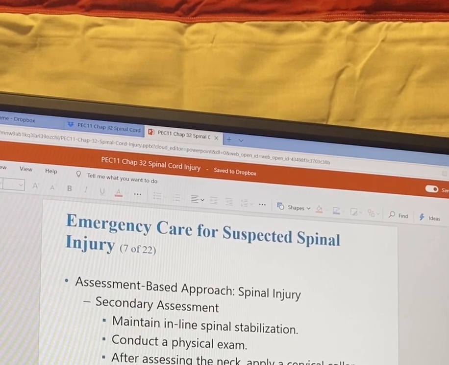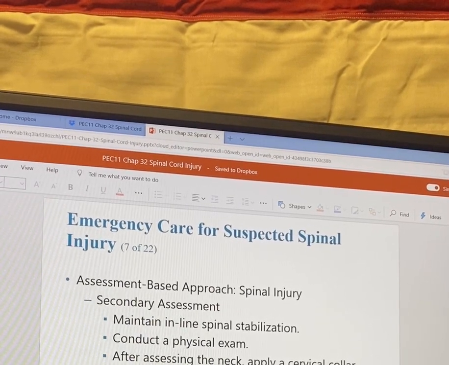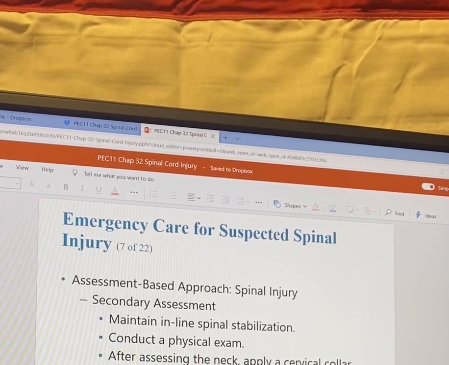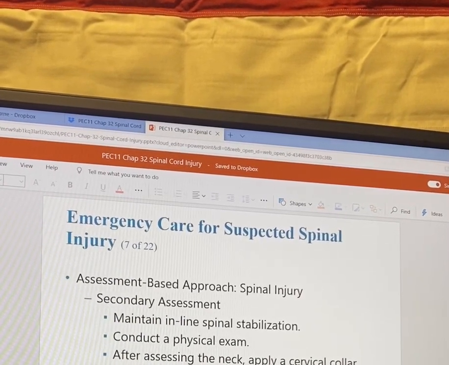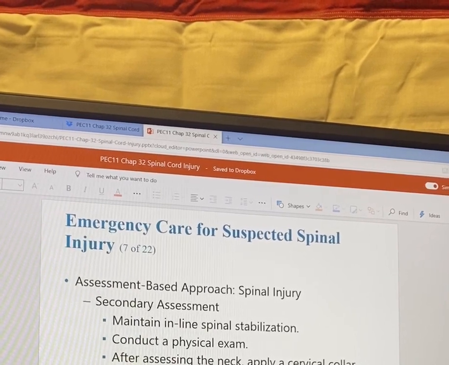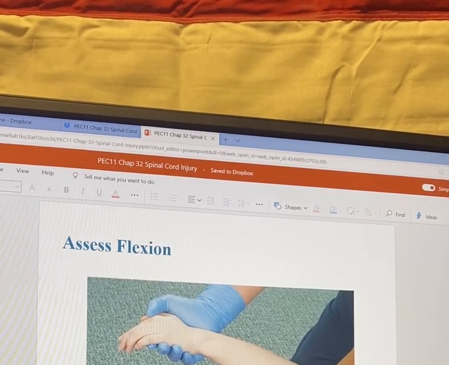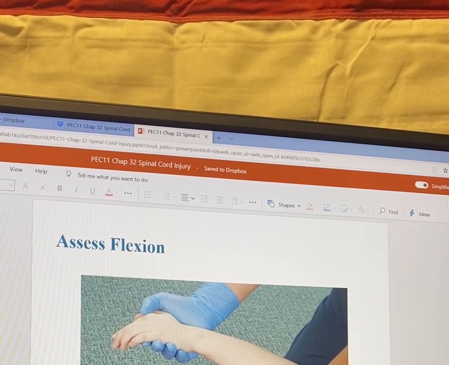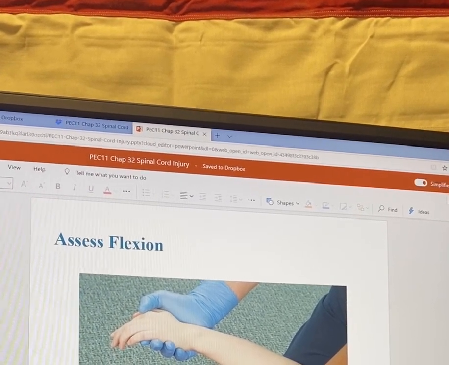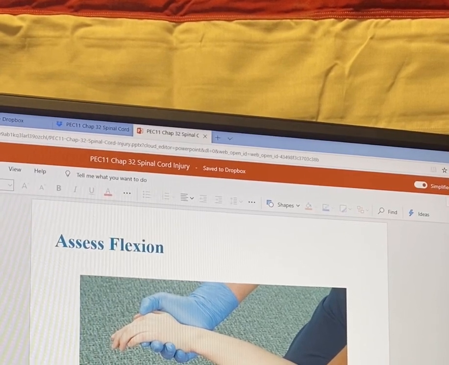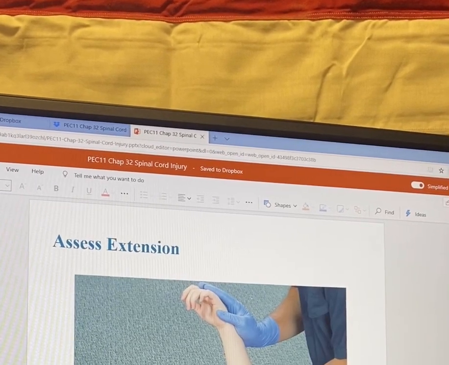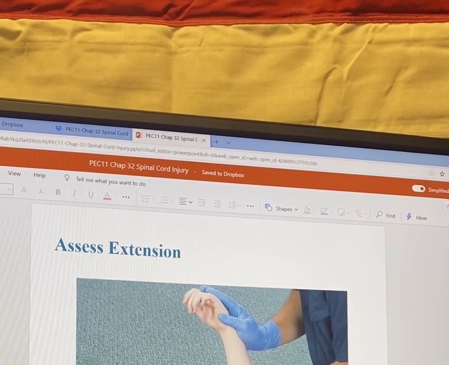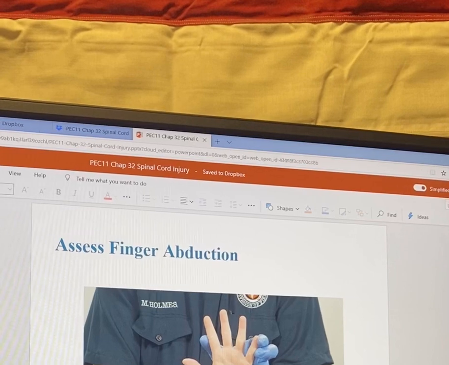All right, some protocols allow you to instruct the patient to perform self-restriction, which is to ask the patient to restrict or prevent his movements to keep his head and neck and spine in proper alignment. All right. You want to assess their flexion. Bend your arm at the elbow and place them across your chest. This flexion tests motor function at the C6 level. Straighten your arm and then bring them to either side of your body. This tests motor function at C7.